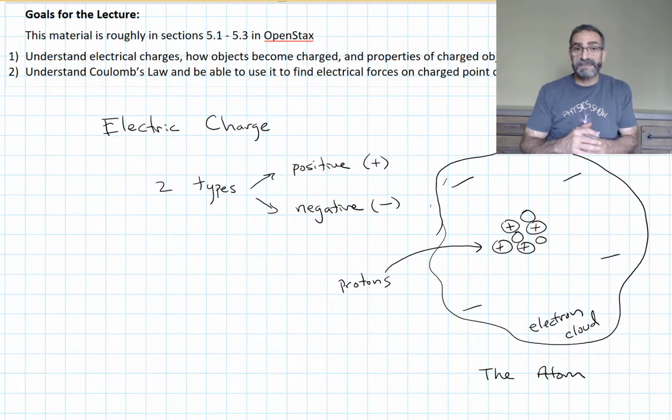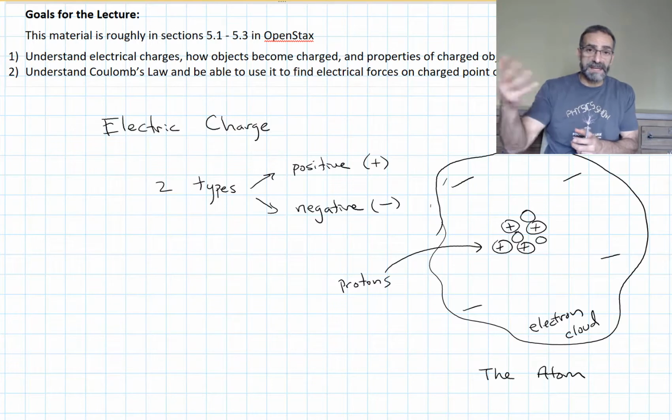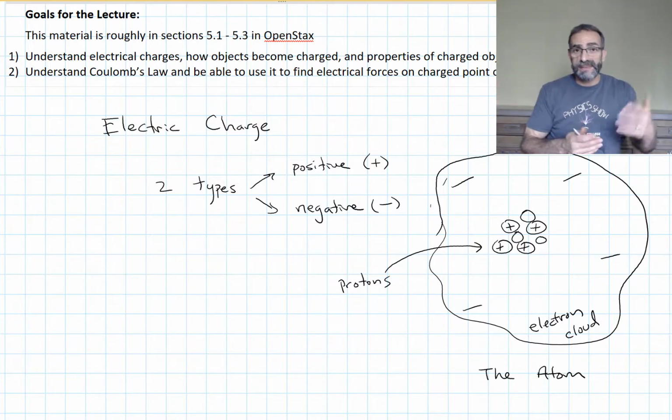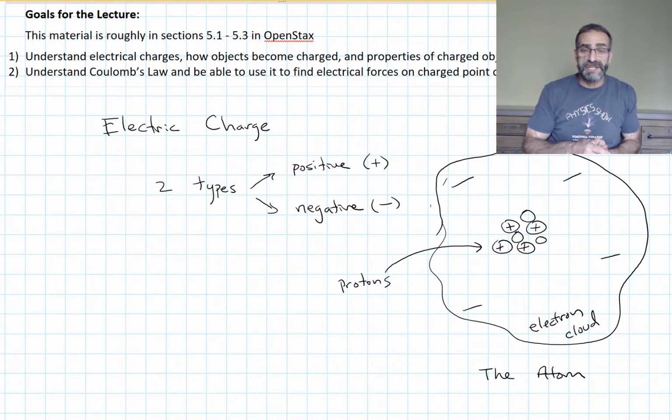And we know that objects can become charged when we rub them together, and one object steals the electrons away from the other object. The one that takes the electrons has more negatives than positives, becomes negatively charged. The one that loses its electrons now has more positives than negatives, and it becomes positively charged. Let's take a look at this video demonstration and see how charges interact with each other.